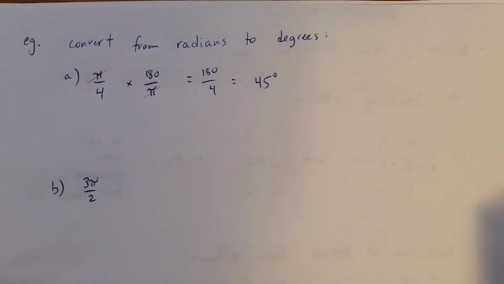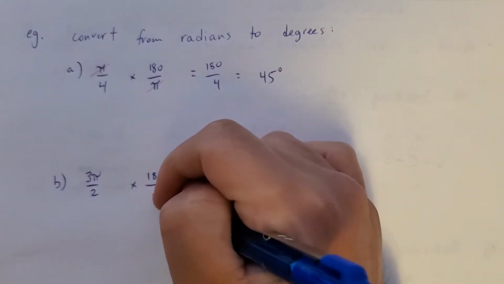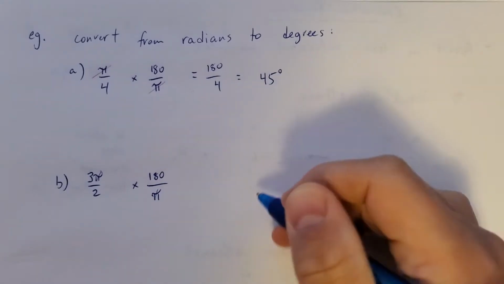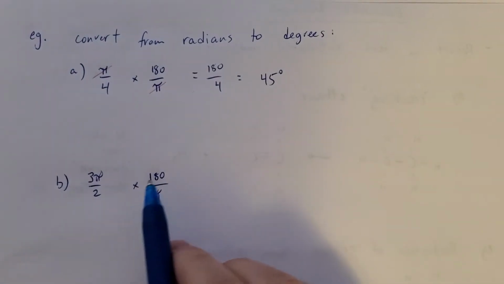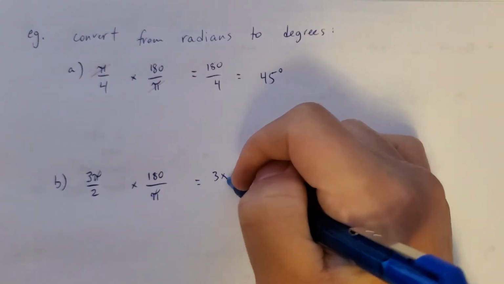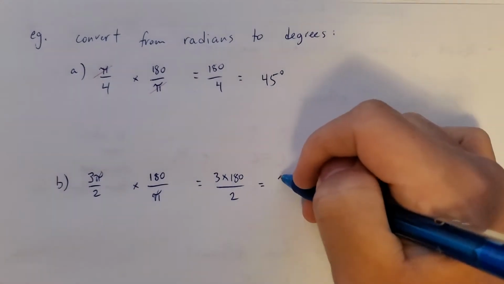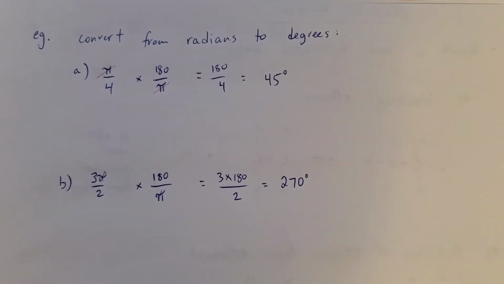Cool. 3 pi over 2 radians. Finding degrees, you multiply 180 over pi. Those pi's cancel. And you get 3 times 180 over 2. Okay, that's going to be 270 degrees.